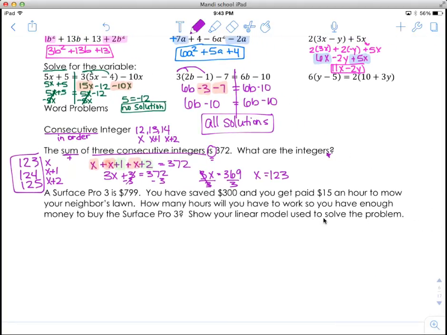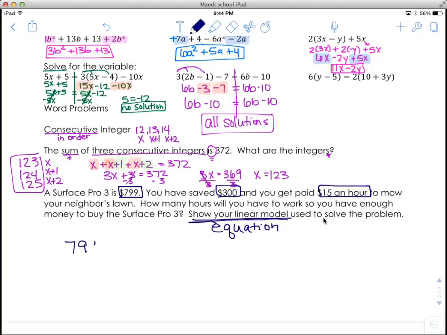Okay, another type of problem that you will see is this one. So a Surface Pro costs $799. You've saved $300 and you get paid $15 an hour. How many hours will you have to work so you have enough money to buy the Surface Pro 3? Show your linear model. That means an equation. A linear model means an equation or an inequality, but in this case we're going to write an equation. So let's start with the Surface Pro.